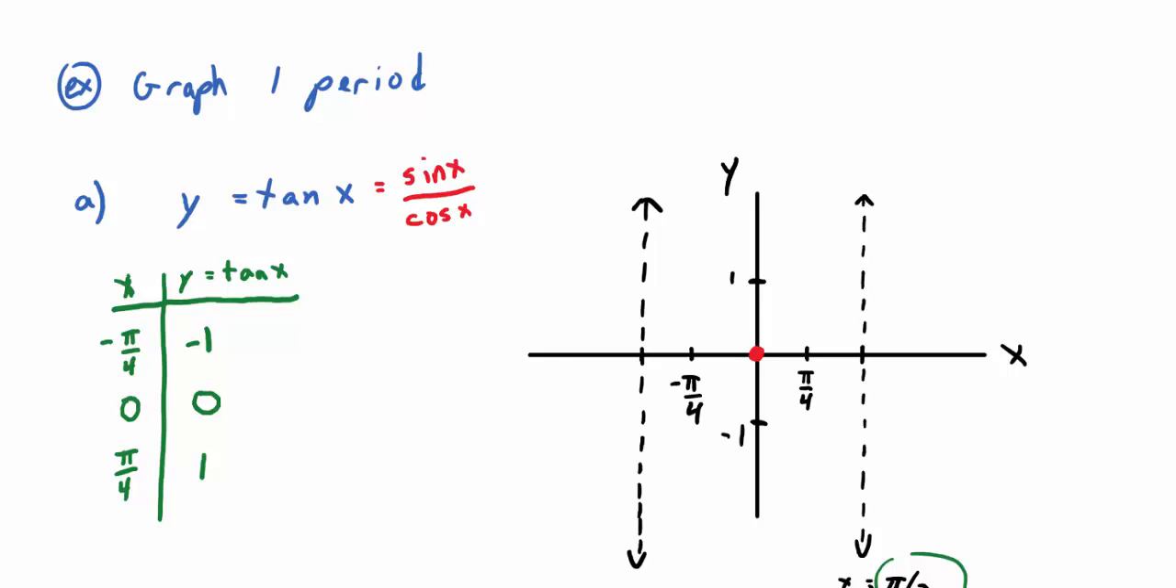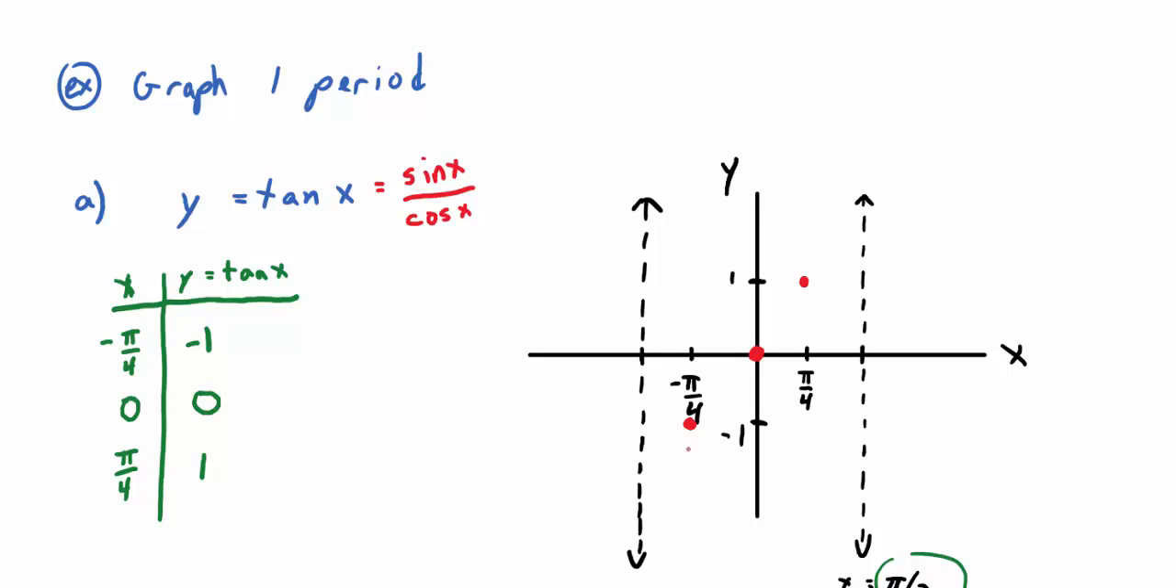Okay, so then when we plot these values, 0, 0, I already plotted. Pi over 4, comma 1 would be up here. And negative pi over 4, negative 1 would be right about here. Now, if you're not careful, you're thinking that looks like a straight line, right? Isn't. Can't be, right? Because it's not going to run into the asymptotes.